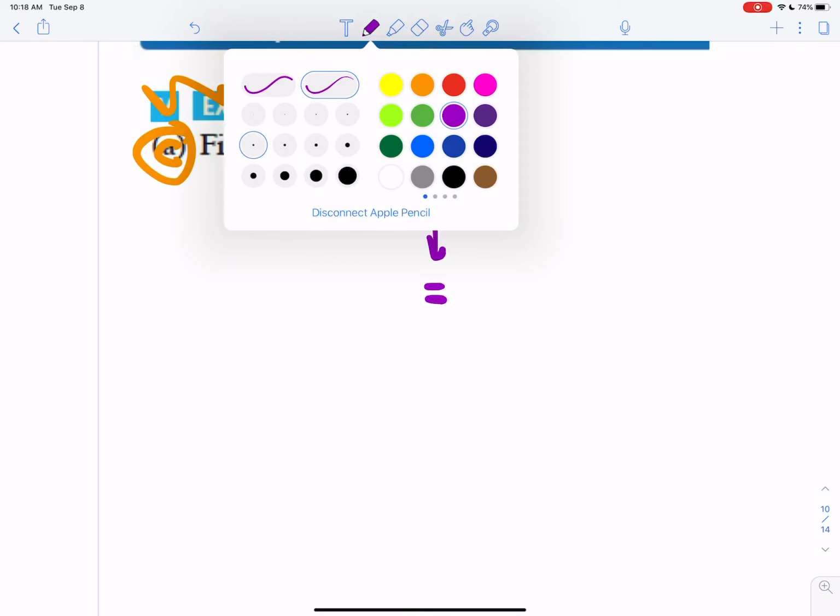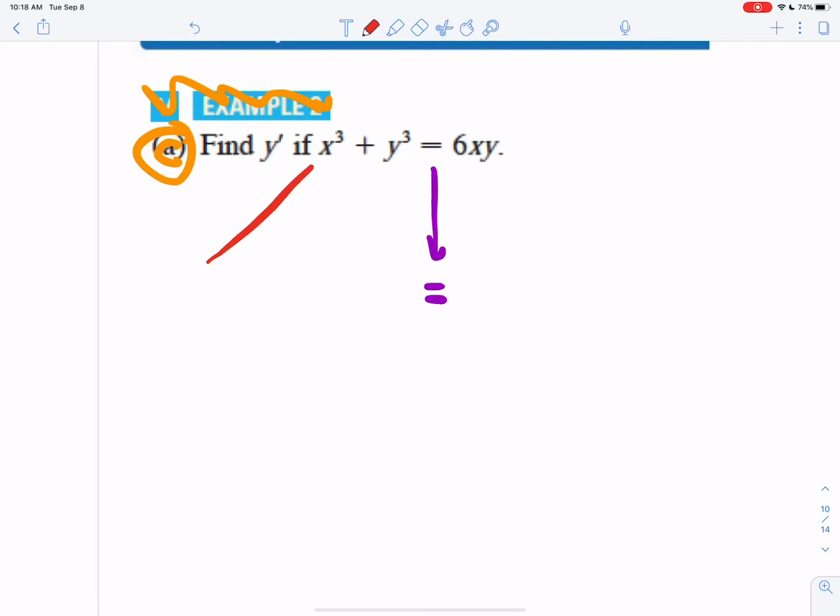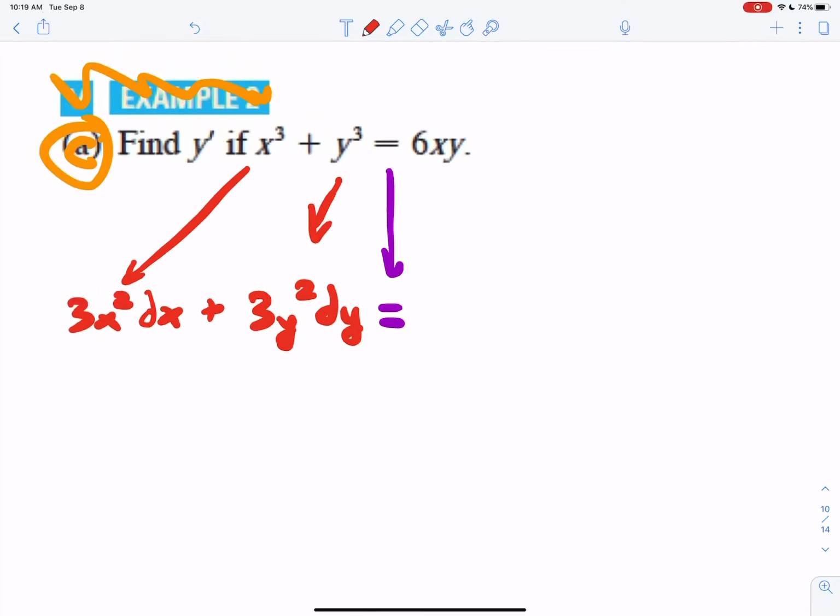Let's take care of the easy part. The differential of x cubed is 3x squared with respect to x, plus the differential of y cubed is 3y squared dy. Now on this right side, I notice that I have a product, 6xy. Now, we have to apply the product rule. You can handle this in two ways. It depends on how you see it.